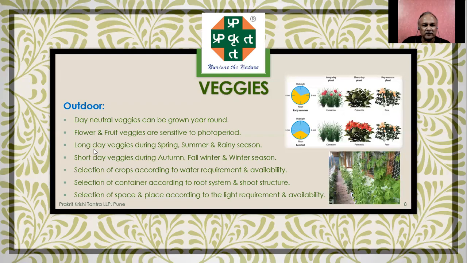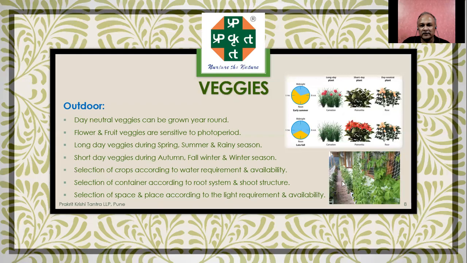And there are plants which are sensitive for flowering and fruiting in this period. There are other sets of plants which are sensitive to the other period, and they flower and fruit in this short day condition. So selection of crops according to the water requirement and availability is also very important, along with the light period. Because as I said earlier, the water availability and water requirement are deeply connected. We must decide according to the requirement of the plants. I will not go into the detail here. The selection of container according to root system and shoot structure, already explained earlier. Selection of space and place according to the light requirement and availability, also explained here.